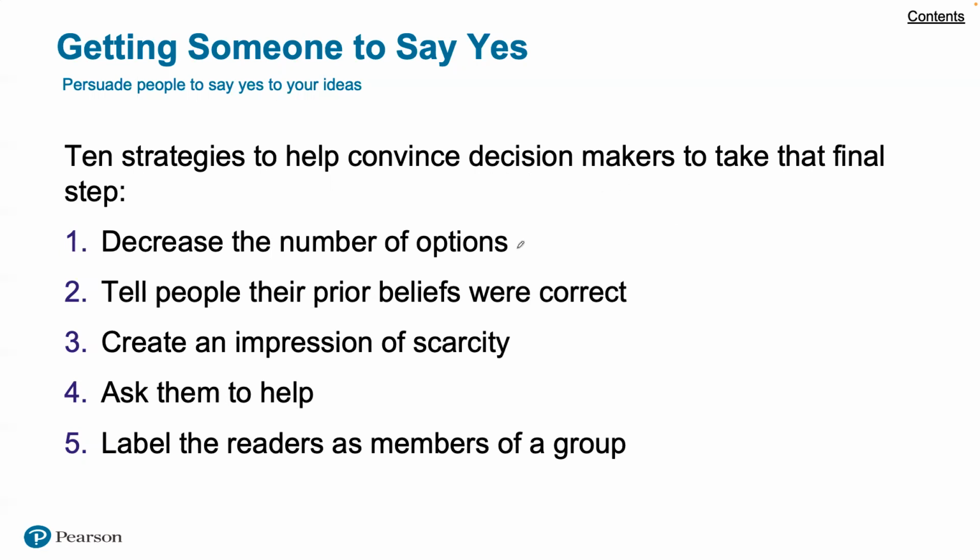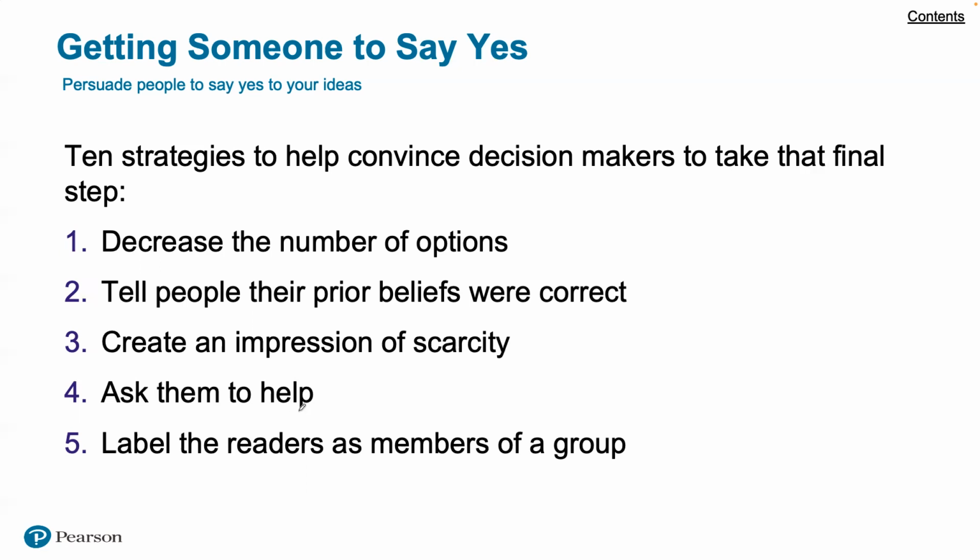So getting someone to say yes, 10 strategies to help convince decision makers to make the final step. Number one, decrease the number of options. So make it a manageable number of options. Tell people their prior beliefs were correct. So you're reinforcing them. You want to be creating an impression of scarcity. So there is room in the marketplace that we can definitely do what we're proposing. You ask for their help.